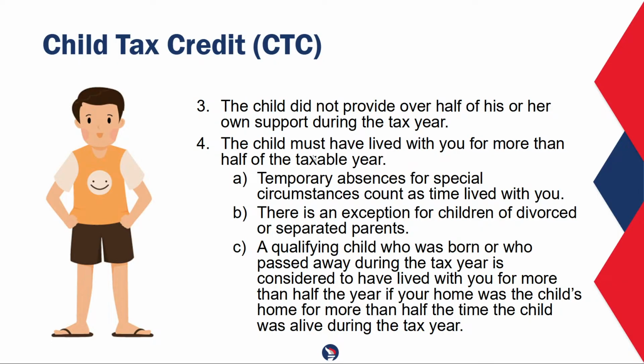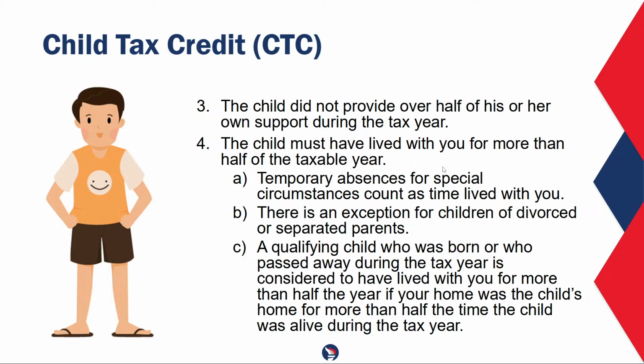Rule number 3, the child did not provide over half of his or her own support during the tax year. We've seen that rule before. Again, I don't care if the child makes $1 million. That's not the point. The point is, who's buying the Cocoa Puffs? Who's buying the Lucky Charms? Who's paying for a house? Who's paying for the clothes? Those are the questions that you're really asking.